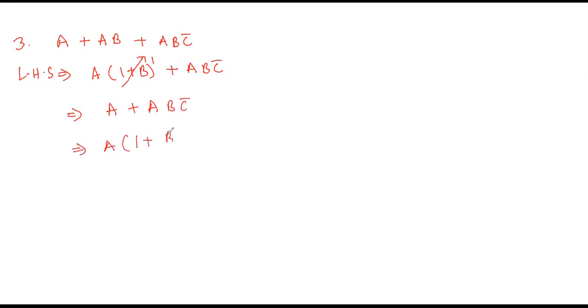1 plus BC bar. Now BC bar is completely one variable. Whatever it may be, the product, it is one variable completely. 1 plus variable, whatever may be, 1 plus variable is 1 only. So you will get A.